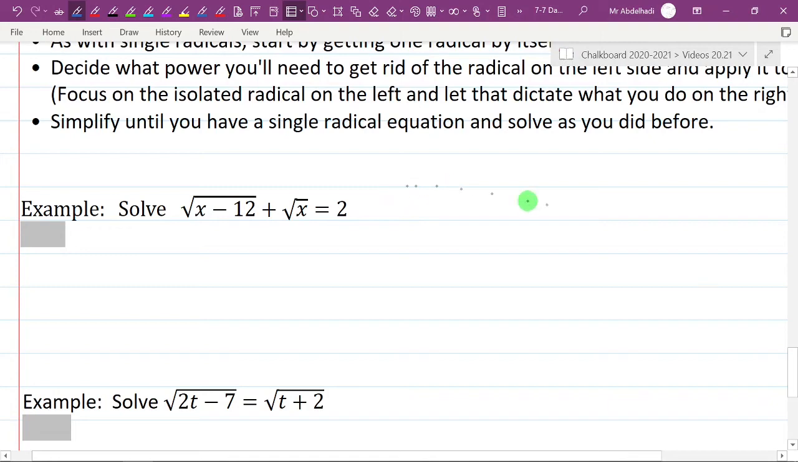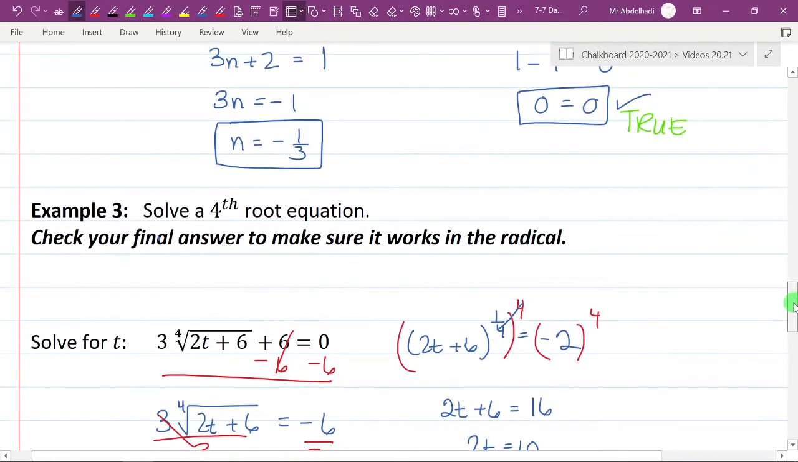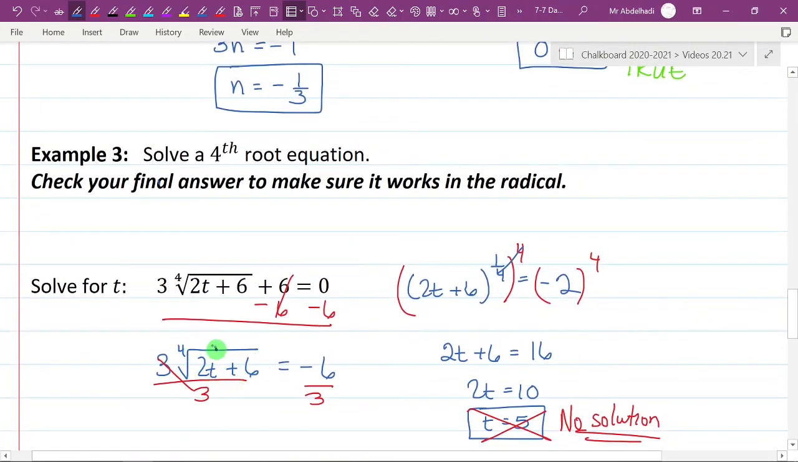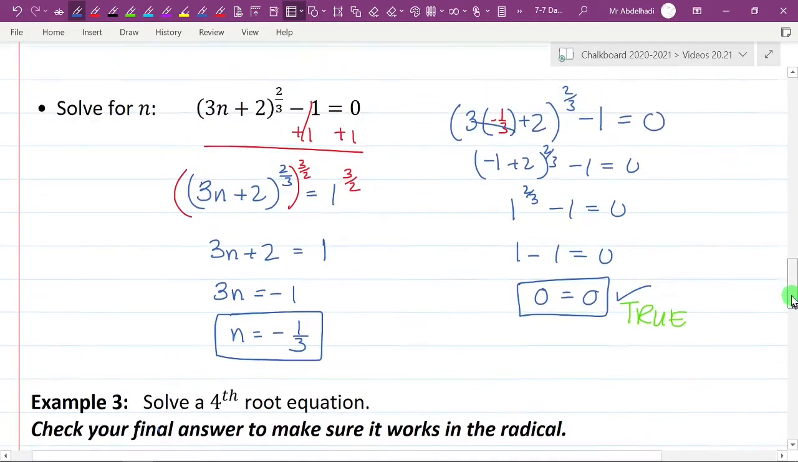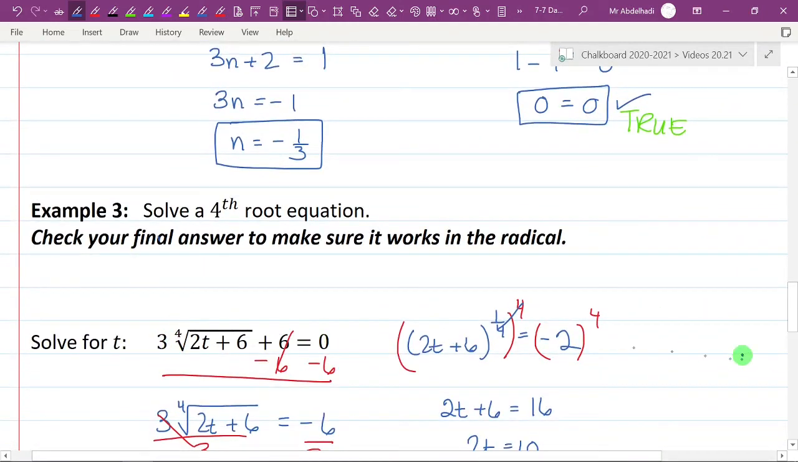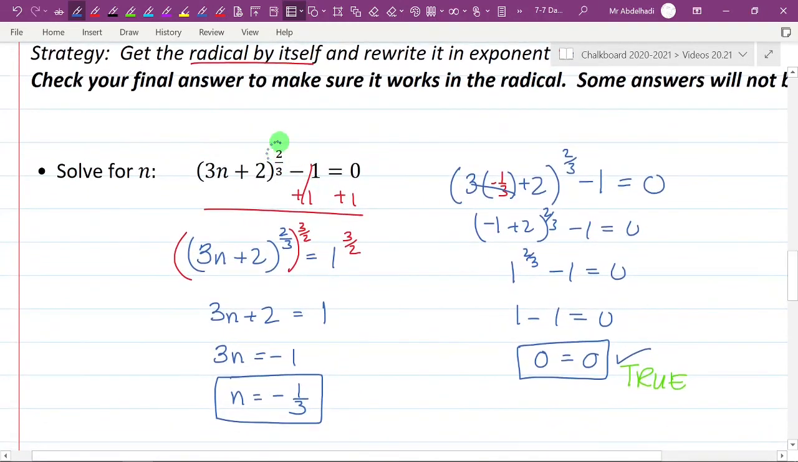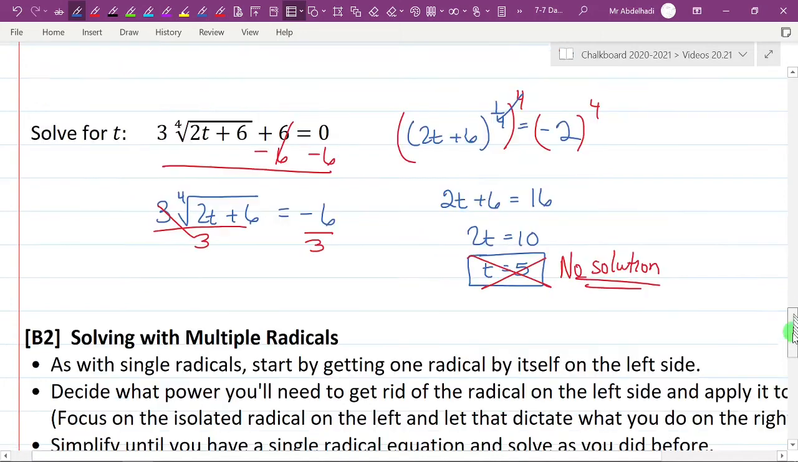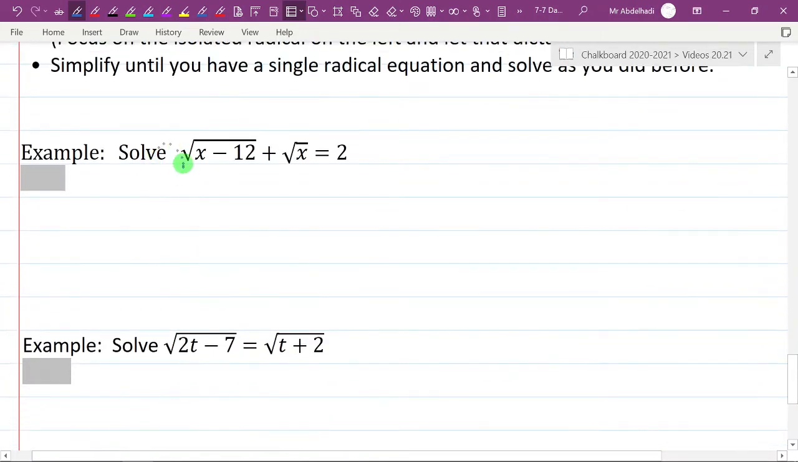If you notice, in the previous problems our job was to get the radical by itself first, whether the radical is an actual radical symbol or a fraction power, which is also a radical. Your fraction power or your radical has to be by itself before you can use the multiplicative inverse. Well, when you have more than one radical, you might say, how am I supposed to get the radical by itself? There's two of them, right?